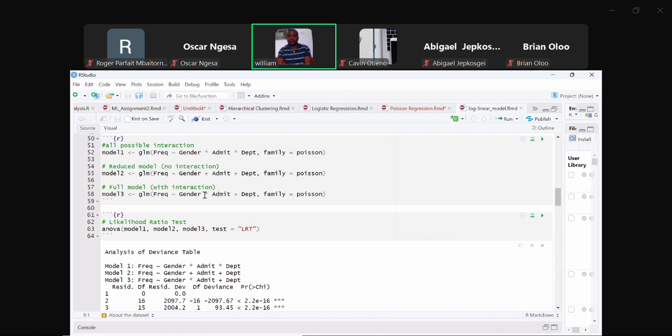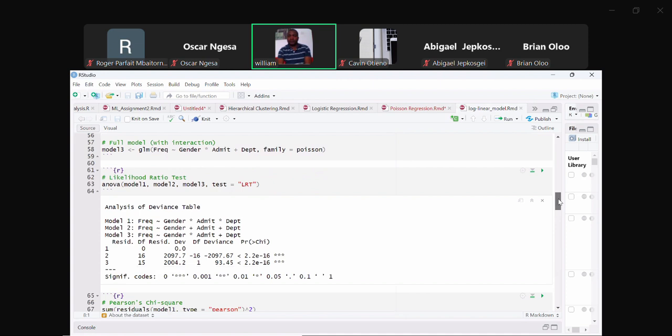And then here we have partial interaction where gender and admission is linked together. And the same family is Poisson. So sometimes you can also use log GLM to do the same. It will give you the same result.